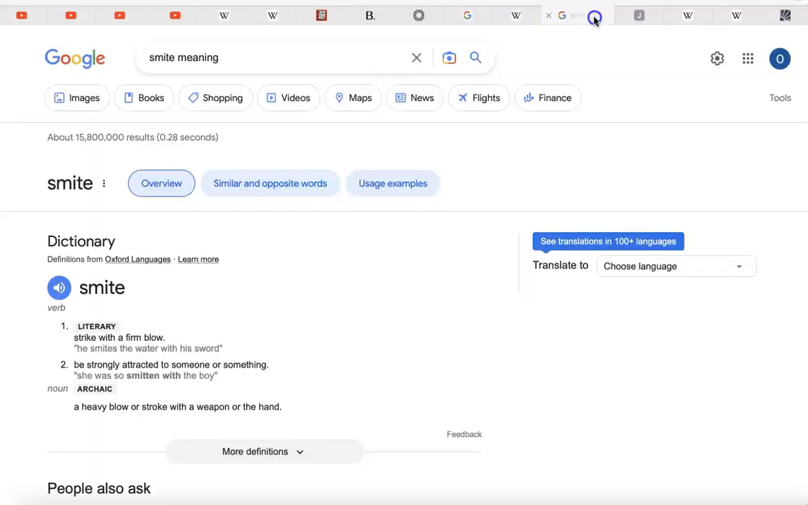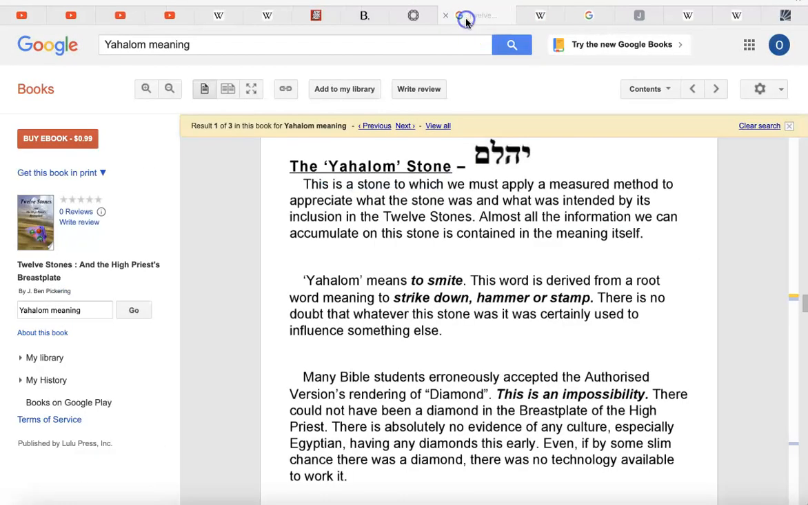But let me go back to this book. No, that's not it. Here it is. Yahalom means to smite. Okay.